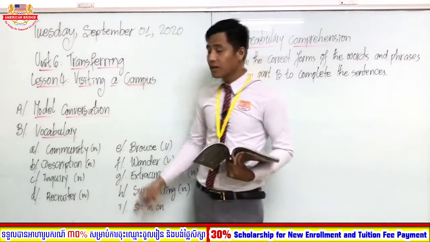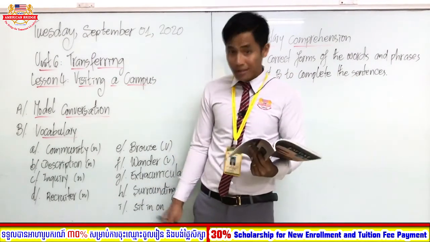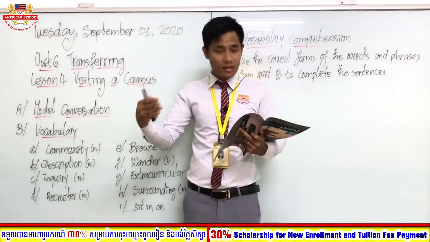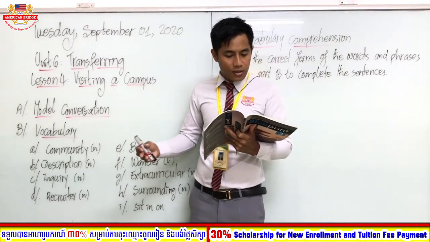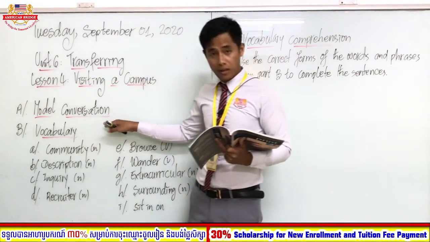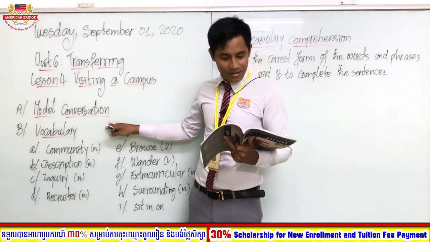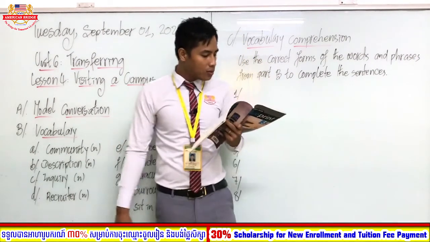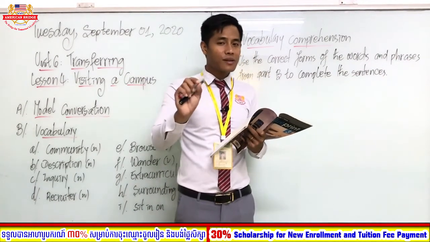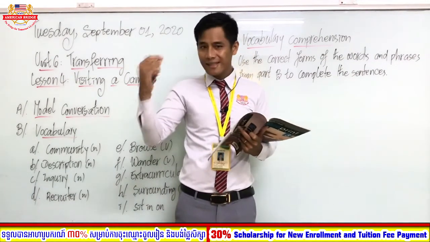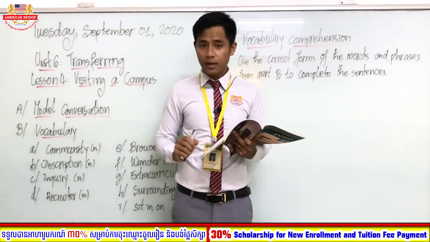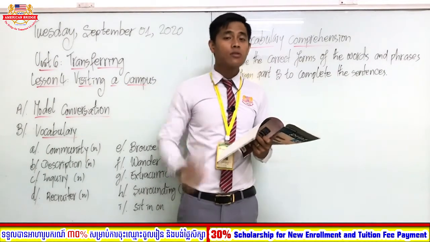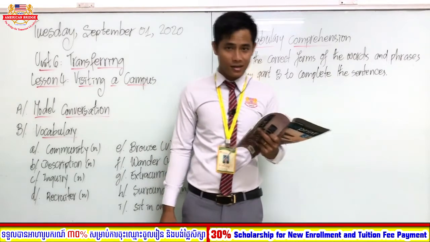Lesson 4, visiting a campus. Now open your book to page 82 altogether. Then you will see it. So until now, teacher believes that you have reached this page already. Teacher would like you to look at Part A altogether, the model conversation. Read the conversation, then listen. You have 5 minutes: 2 minutes for listening and 3 minutes for reading. So now let's pause the video and spend 5 minutes to read and listen to the conversation.